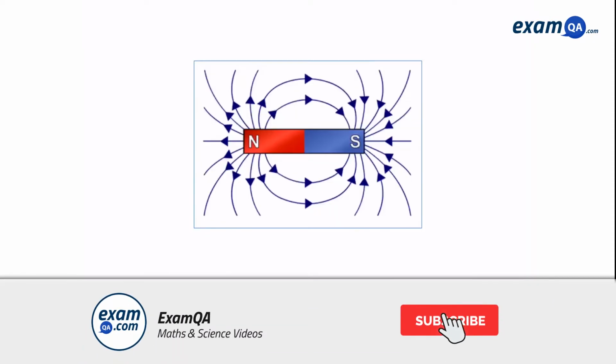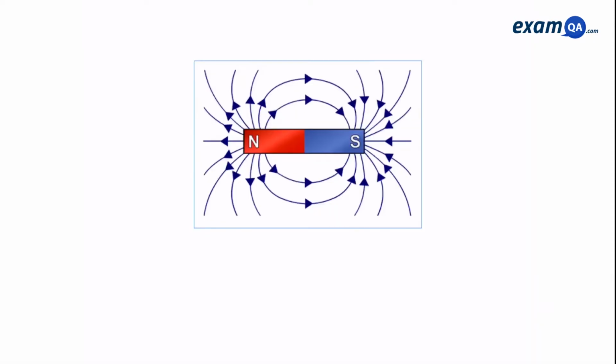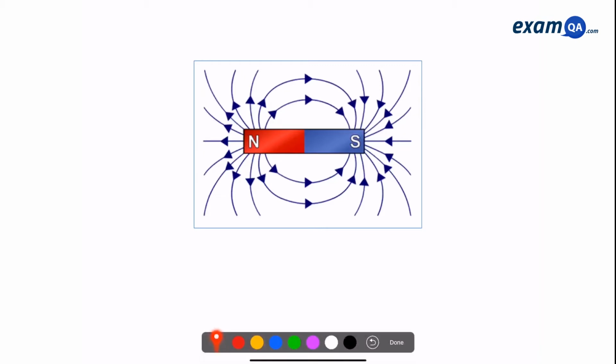Okay, topic 7. Now, the first thing is, if you look at this, right here we have a bar magnet. Now, with bar magnets, remember, a magnetic field always points from the North Pole and it goes towards the South Pole. So make sure you can memorize this structure.